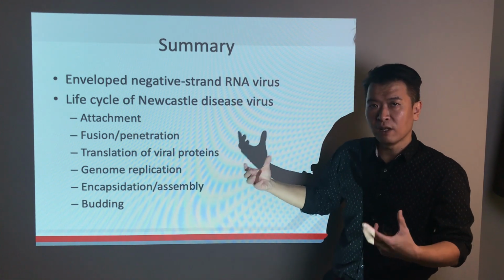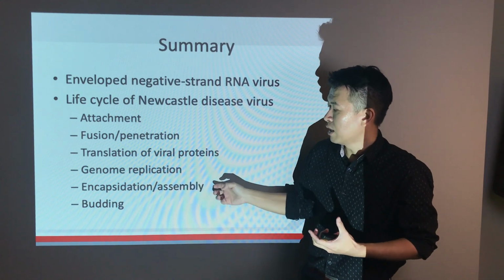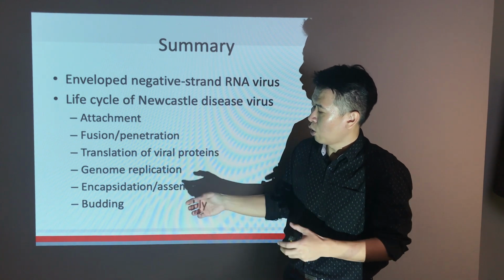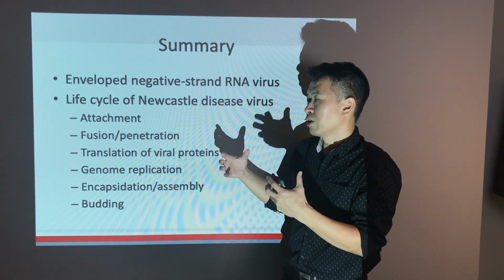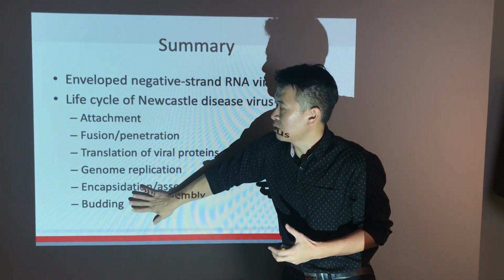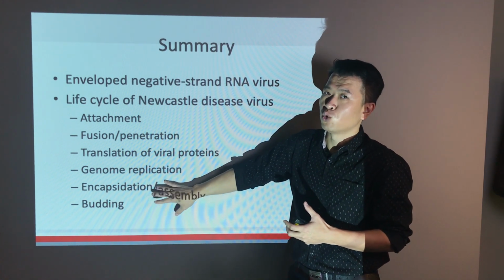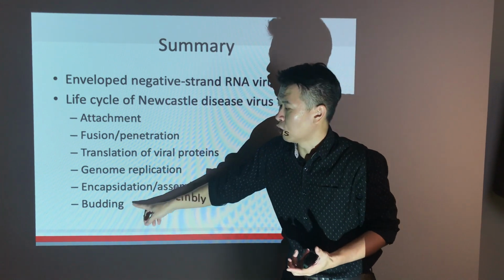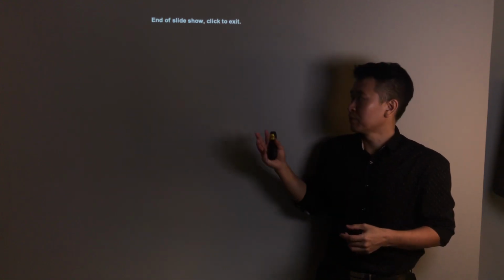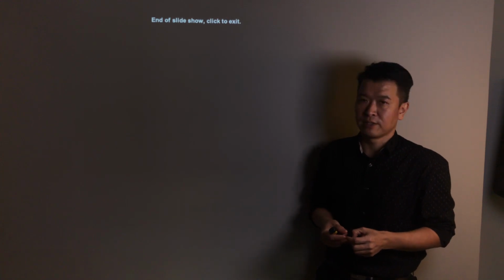So once that is done, with a lot of viral protein and a lot of viral genome, the next step will be encapsulation or assembly. They will assemble into an almost complete virus. Then you will now bud out from the host cell. Please note that NDV, the enveloped virus, does not lyse the cell. They normally bud out from the cell. So that's it for this second part of enveloped negative-strand RNA virus. Thank you.